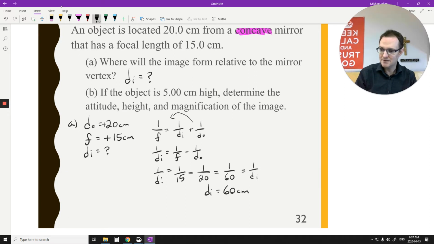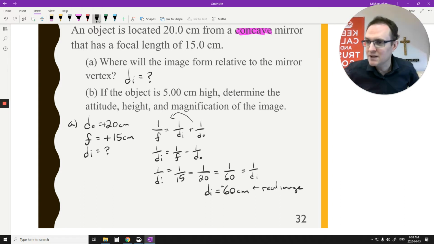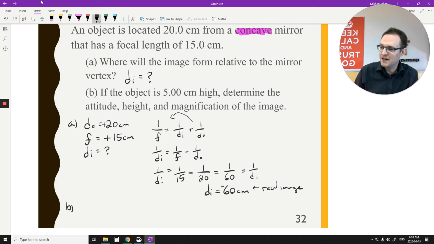Now it ends up being positive. That's going to be very important later on. Because it ended up being a positive number, this is considered a real image. So what is the type of the image? It's real.